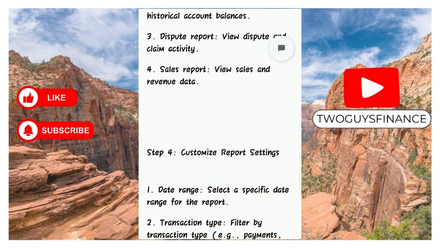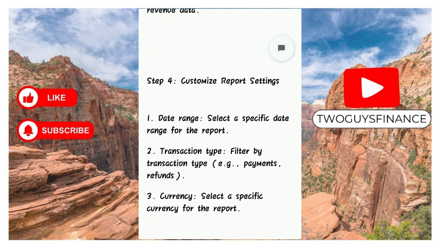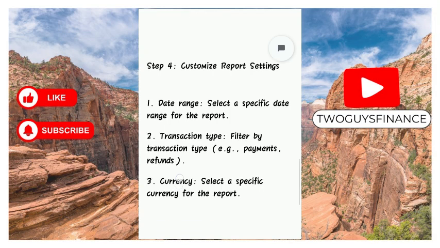The next step is to customize report settings. You can customize report settings in a couple of ways. The first is date range. You can select a specific date range for the report. You also have transaction types, so you can filter by transaction type, like payments or refunds. You also have currencies. You can select a specific currency for the report.